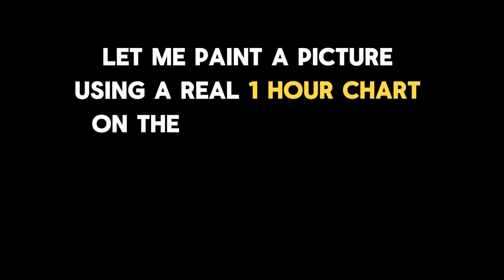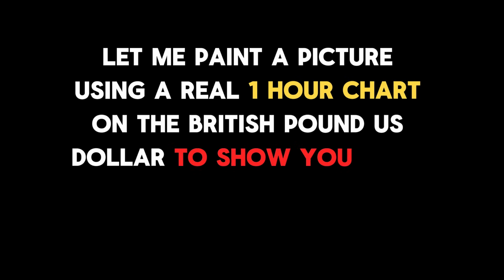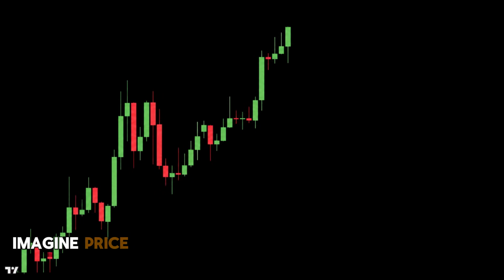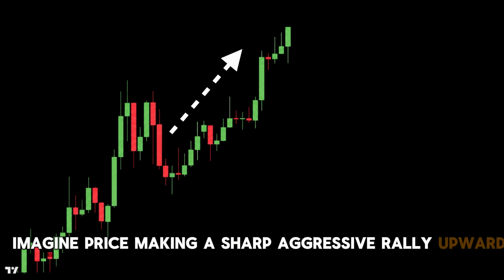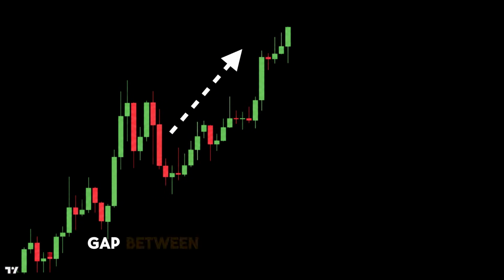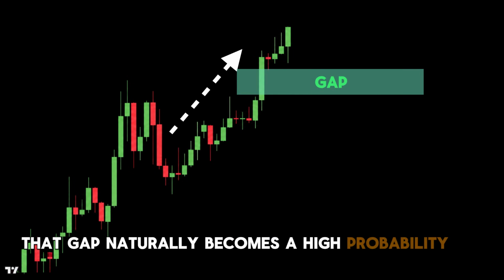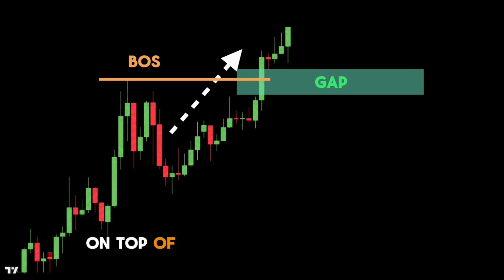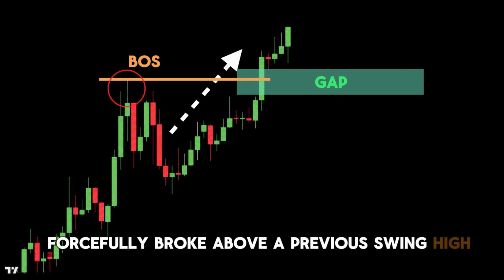Let me paint a picture using a real 1-hour chart on the British pound US dollar to show you what a textbook bullish order block looks like. Imagine price making a sharp, aggressive rally upward, leaving behind a clear gap between the wicks of the candles. That gap naturally becomes a high probability zone where institutions will eventually return. On top of that, that exact same rally forcefully broke above a previous swing high.